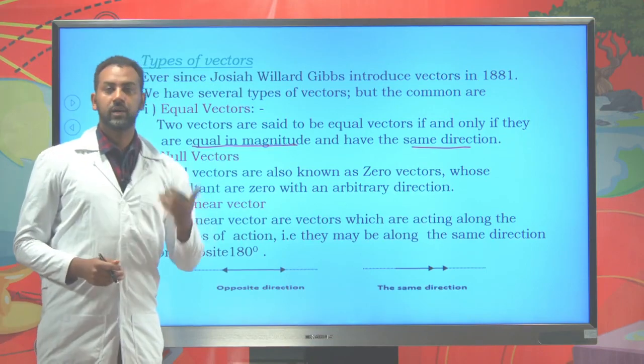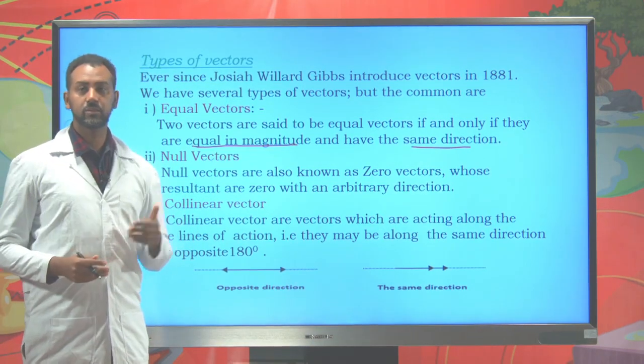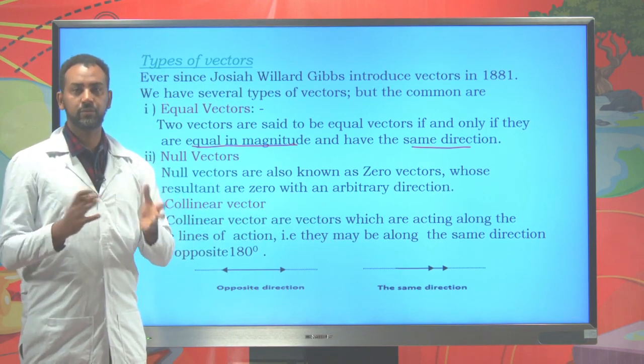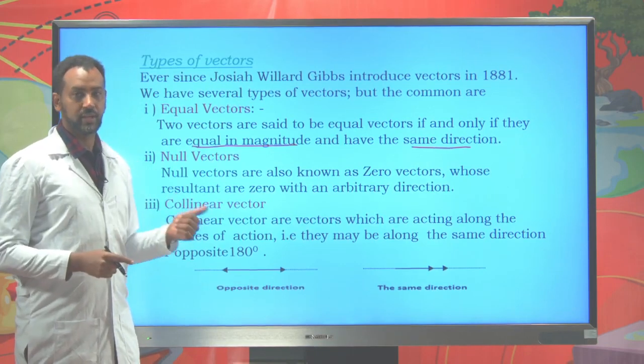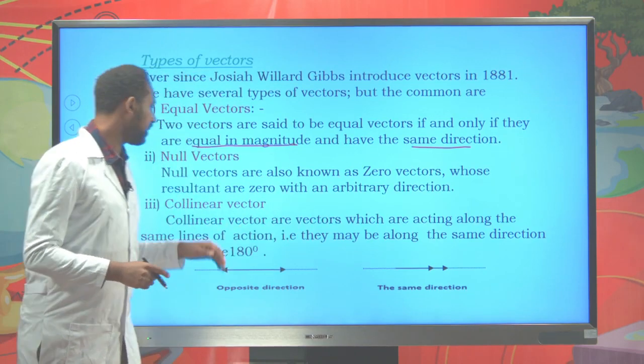And we also have a null vector or a zero vector. Null vectors are also known as zero vectors. The difference of two vectors might give us 0, but 0 is said to be a zero vector. It's called a zero vector or null vector, and its direction is arbitrary.